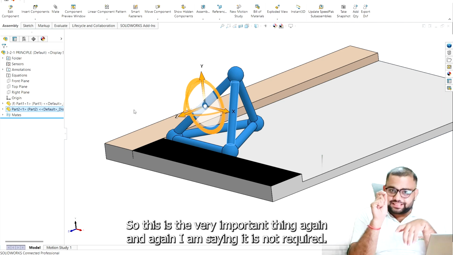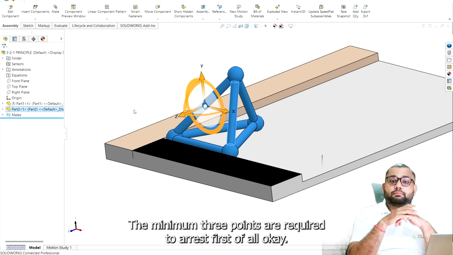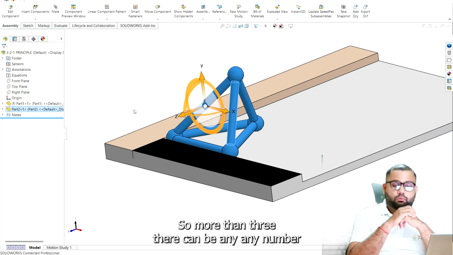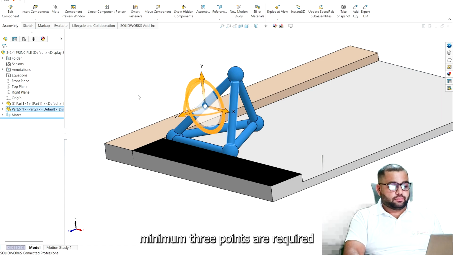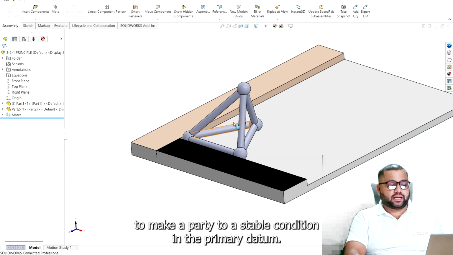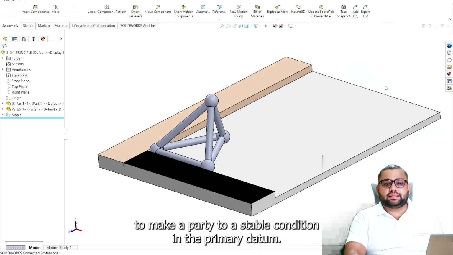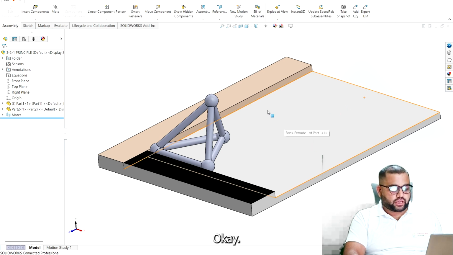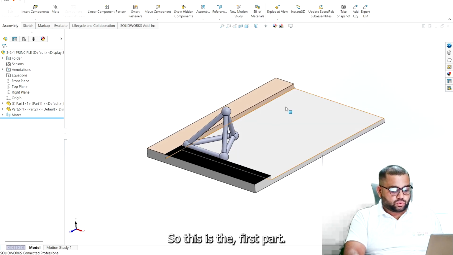So this is a very important thing. Again and again I am saying, it is not required to be exactly 3. The minimum 3 points are required to arrest first of all. More than 3, there can be any number. Minimum 3 points are required to make a part stable in the primary datum. So this is the first part.